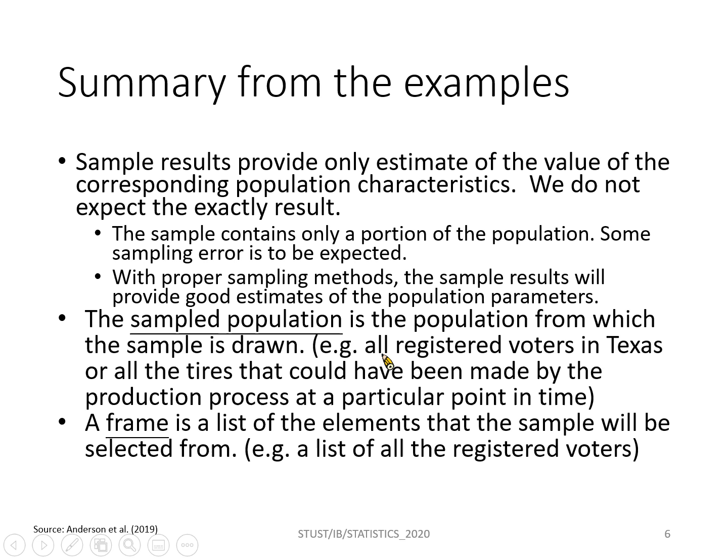And the sampled population is the population from which the sample is drawn. For example, all registered voters in Texas, or all the tires that could have been made by the production process at a particular point in time. And we use a frame to set the boundary from which we can select our sample from the population. For example, a list of all the registered voters. So that's the introduction about the sample and the sampling.